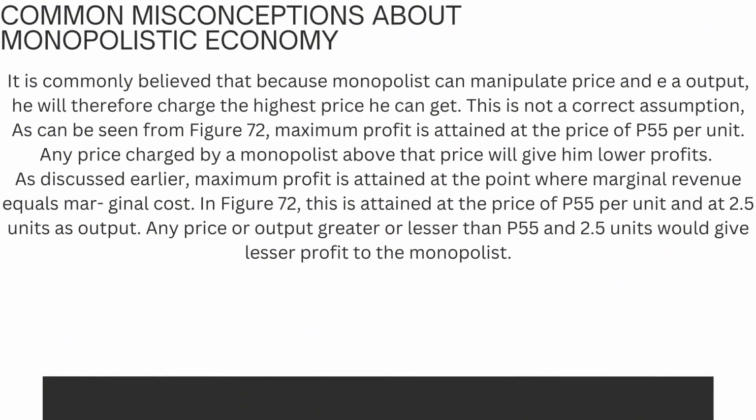The next one is common misconceptions about monopolistic economy. Here are some examples. Monopolists can charge whatever they want. They do not charge the highest possible price, but instead maximize total profits. Total profits are calculated by subtracting total cost from total revenue. Second, monopolists are guaranteed huge profits. Monopolists can experience losses in the short term and will shut down in the long term if they are less than profitable. Monopolists are always bad.